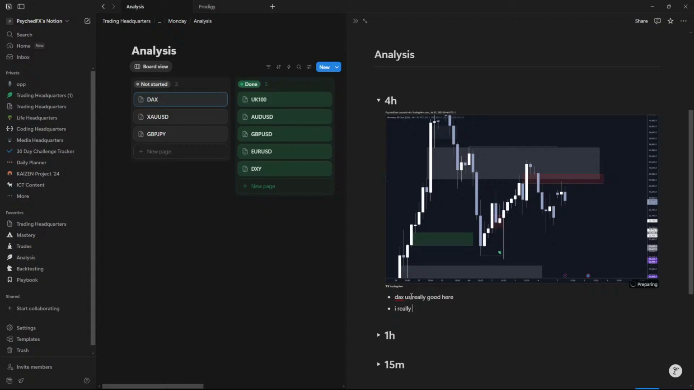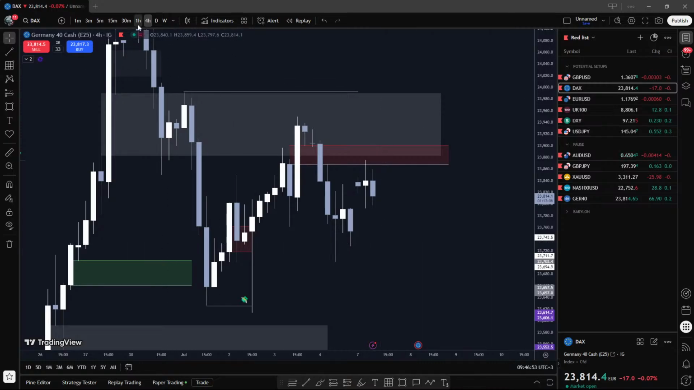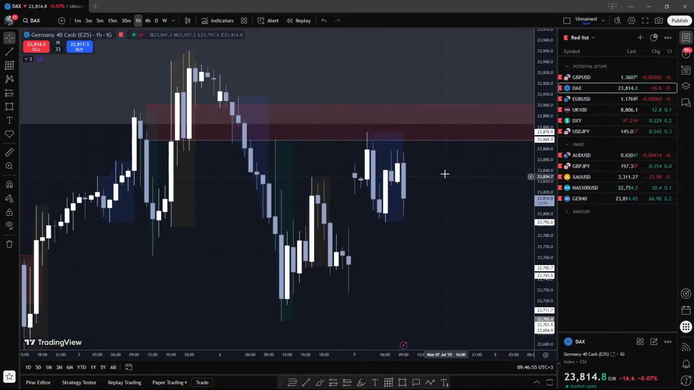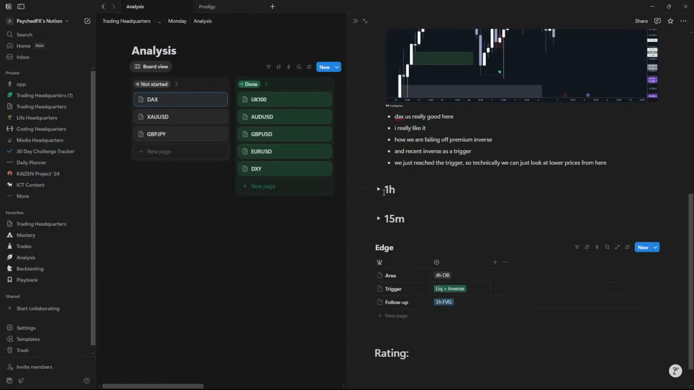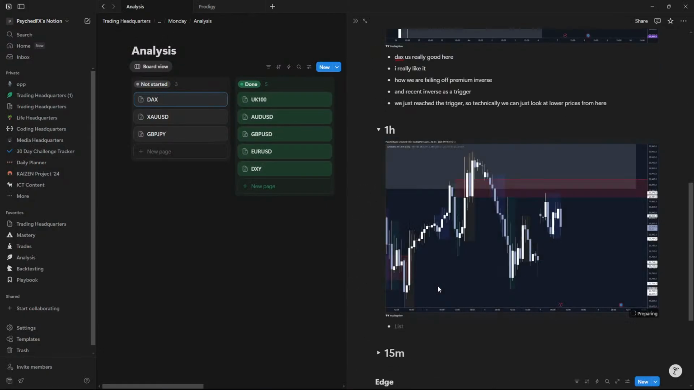I really like how we are failing off premium inverse, and there is an inverse as a trigger. We just reached the trigger, so technically we can just look at lower prices from here. Technically we can just straight up look at lower prices from this. 1 hour again doesn't present a lot of structure.